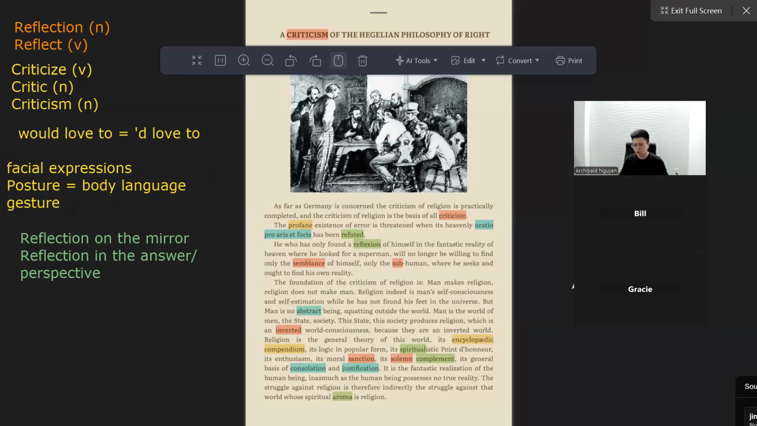So let's go. Okay, Bill is going to be the first one speaking. All right, let's go, Bill. I need to listen to you today. I need to listen to you first. I need to hear your voice. Please speak up. Let's go, Bill.